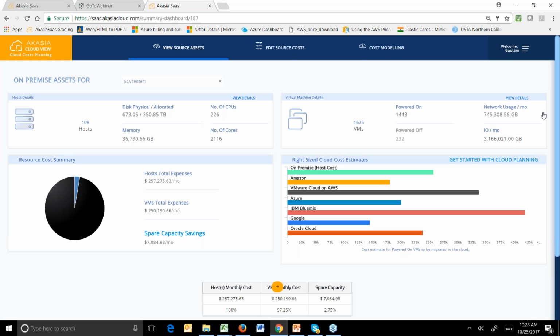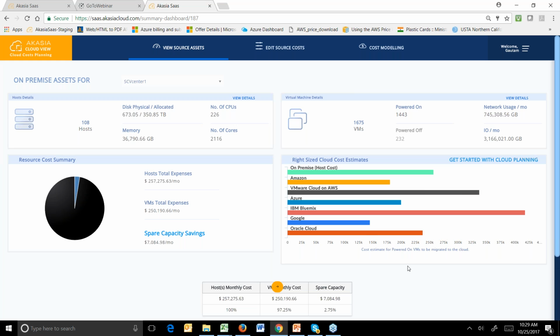So now, what you see here in this multicolored chart is that if you were to consider moving this entire infrastructure, all the powered on, not the powered off, into the cloud, this is a quick snapshot of how much it is costing today. How much will it cost? The first line is how much it is costing on-prem for you to run this infrastructure, and how much it would cost to run all of these in the cloud as we see today. So this is a quick snapshot of it.